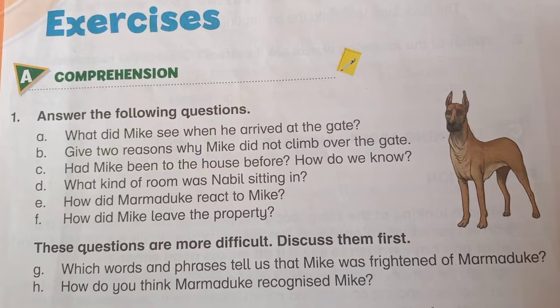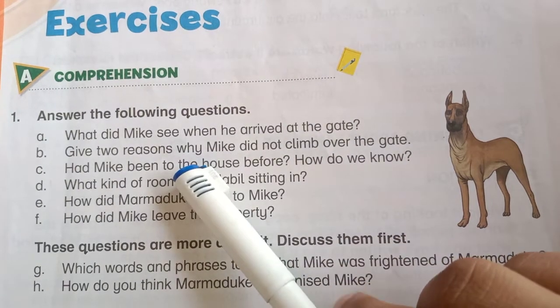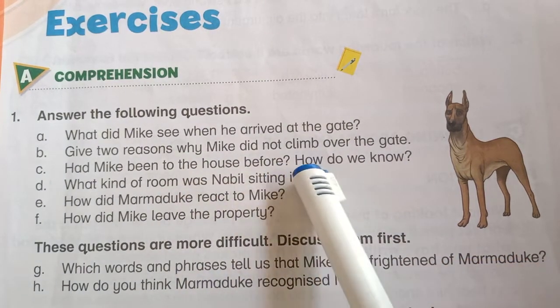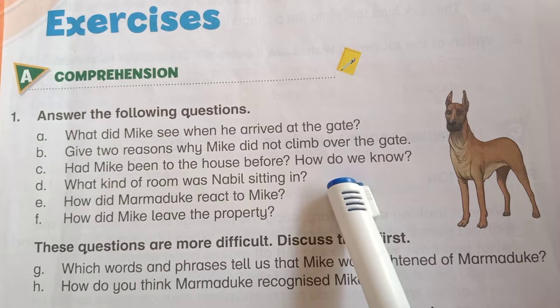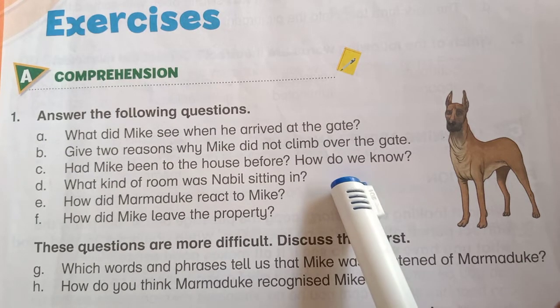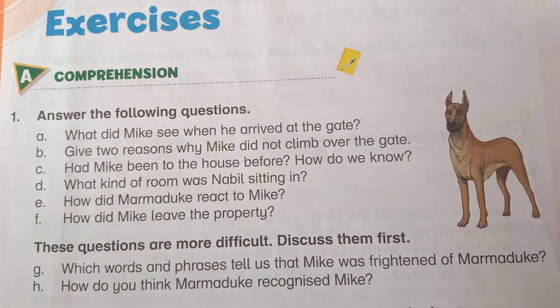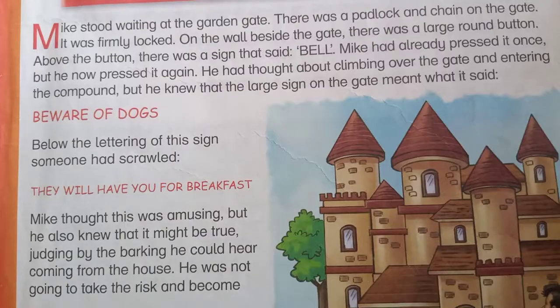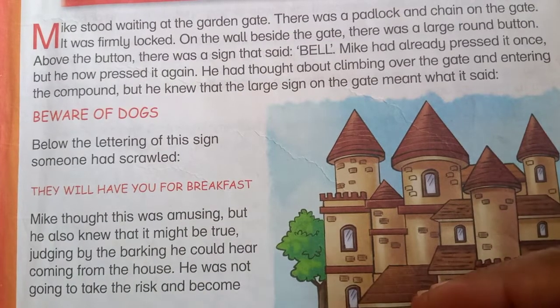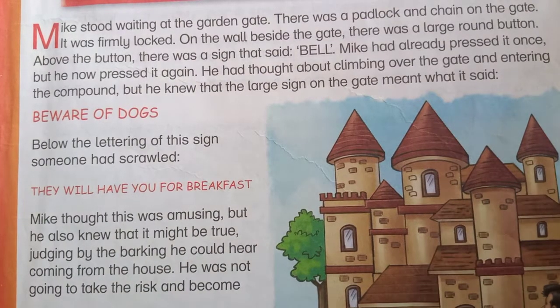Now part B says, give 2 reasons why Mike did not climb over the gate. You have to provide 2 reasons. So there must be 2 reasons in the passage. Let's find out. The first one is, of course, the presence of the dogs as it was mentioned on the gate. So he did not want to take the risk and become a victim. This was the first reason.